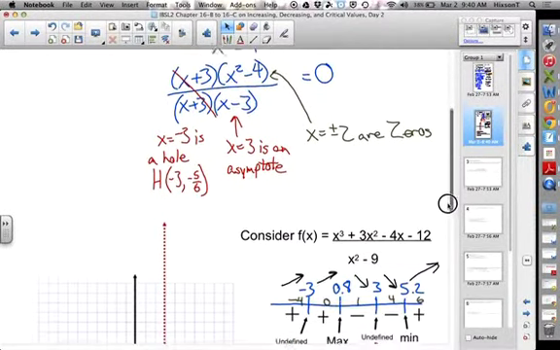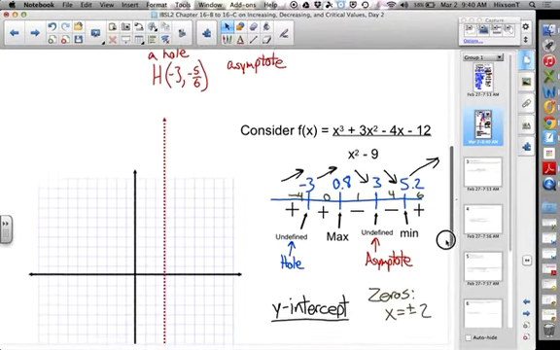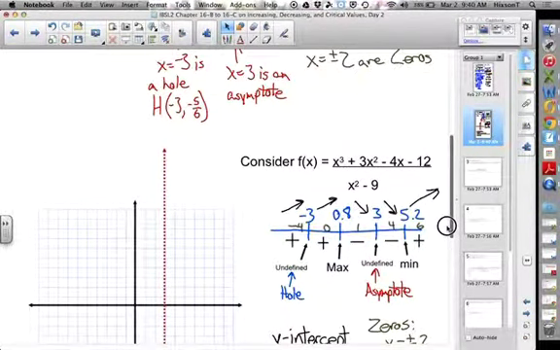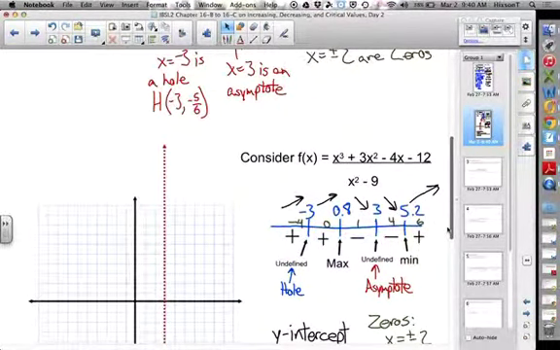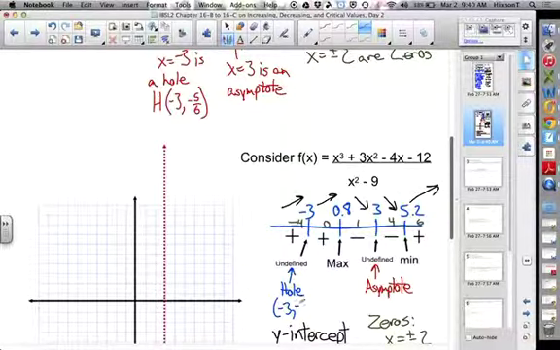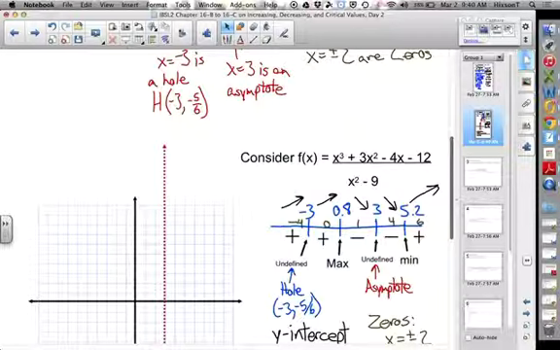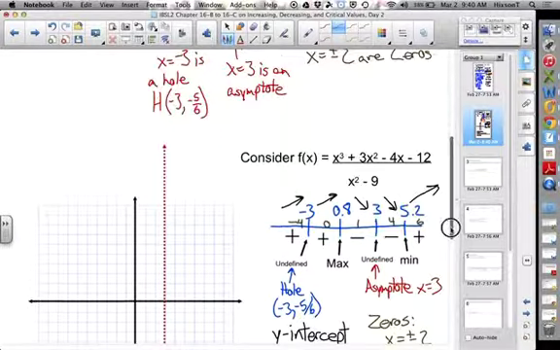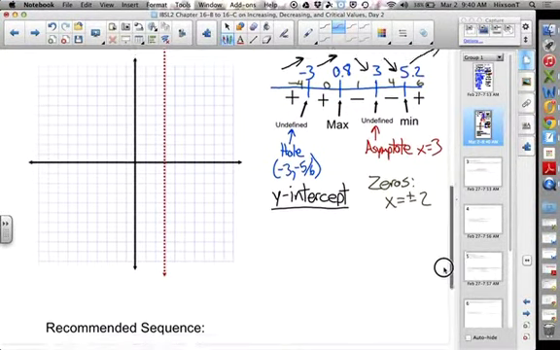So, let's take into account everything that we have. Our hole, I'll write it down here, is the point negative 3, negative 5/6. Our asymptote is x equals 3. Our zeros are plus or minus 2.